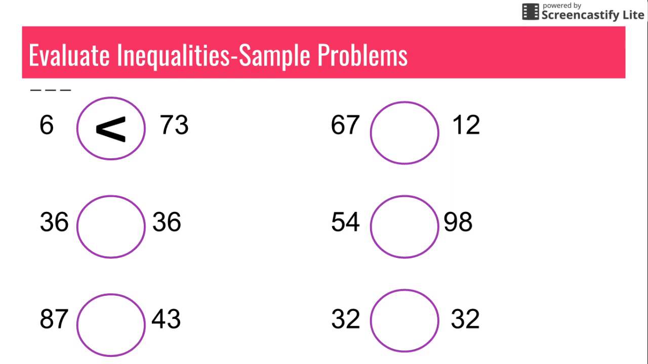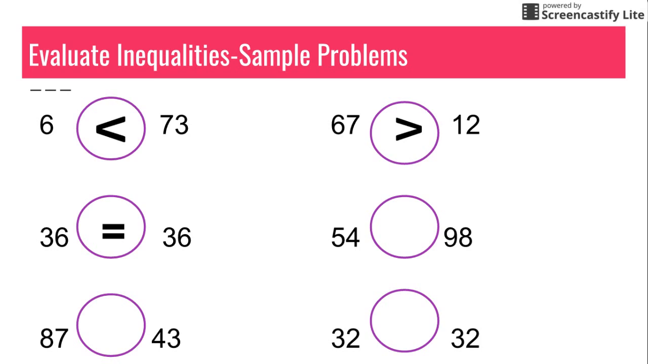Next, we have 67 and 12. We're going to have 67 is greater than 12, so we put in that greater than sign. Next, we finally have two numbers that are the same. We have 36 and 36, and because they're the same on both sides of the equation, you would say they are equal. Next, we have 54 and 98. We know that 54 is less than 98, so we choose a less than sign.